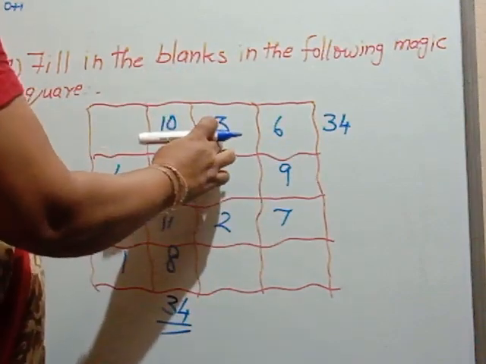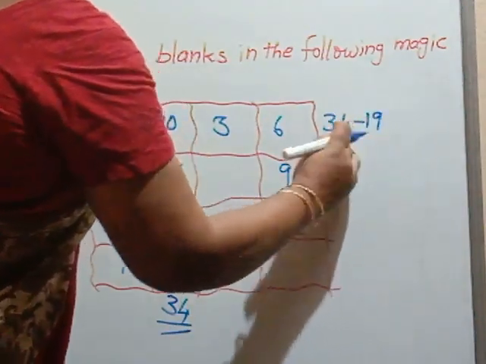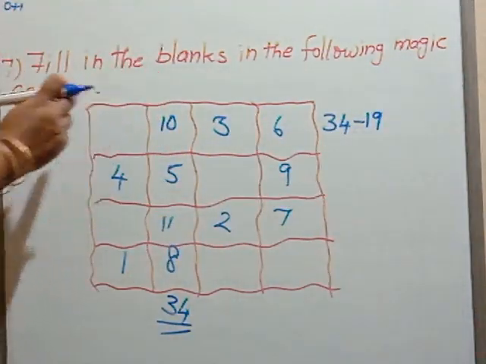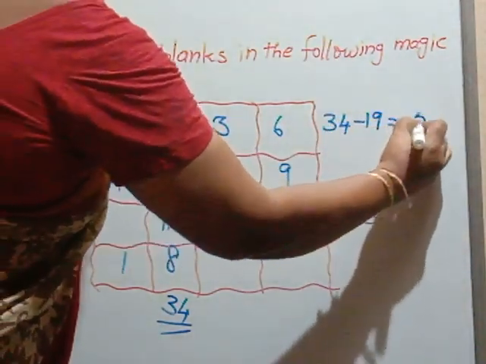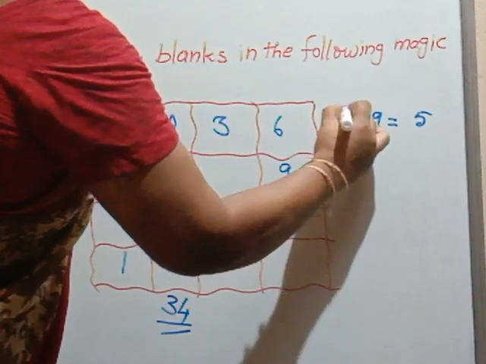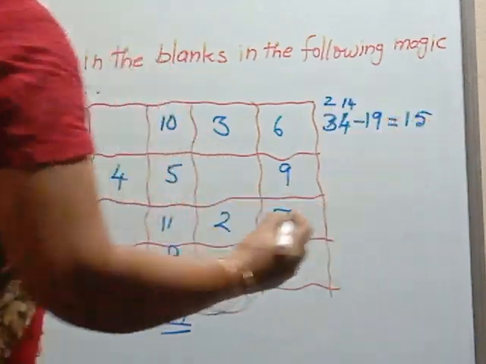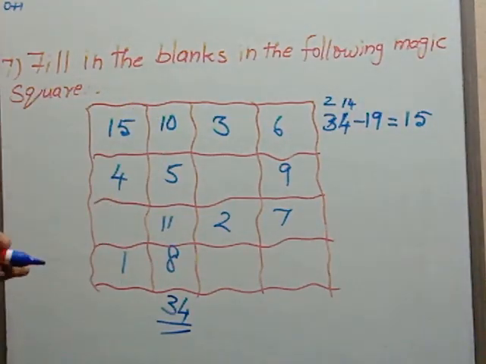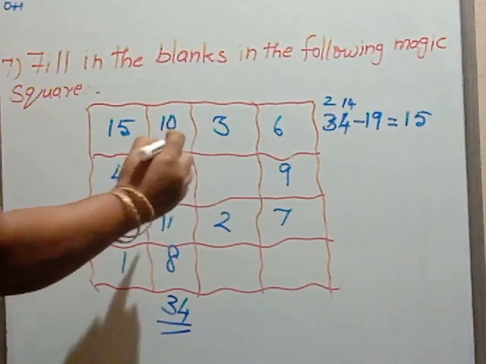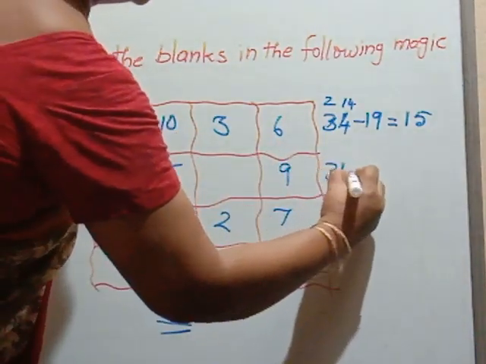10 plus 3, 13. 13 plus 6, 19. From the total, you subtract, you will get this box. 4 minus 9, you cannot, so borrowing 14, minus 9 you will get 5. Here it will be 2. 2 minus 1, 1. So, what number should come in this box? 15. Understand?